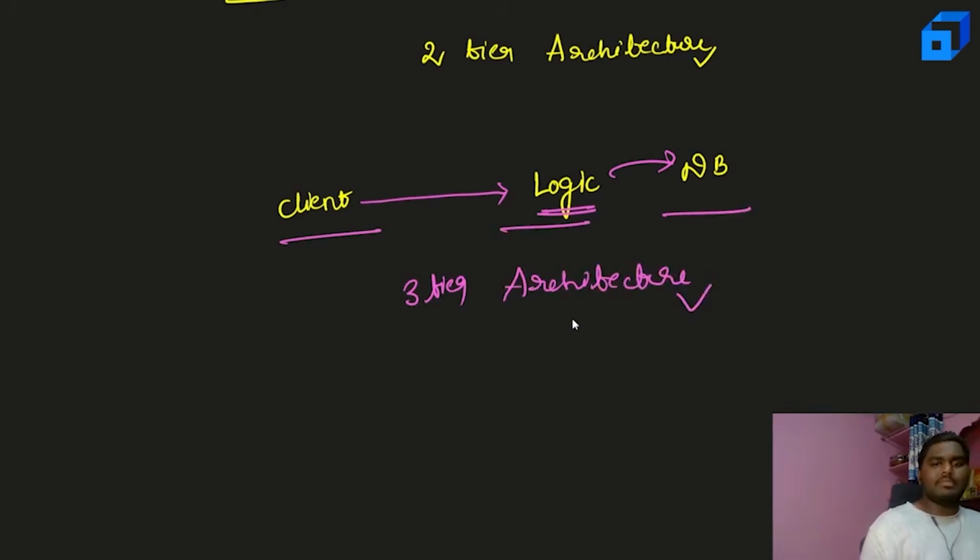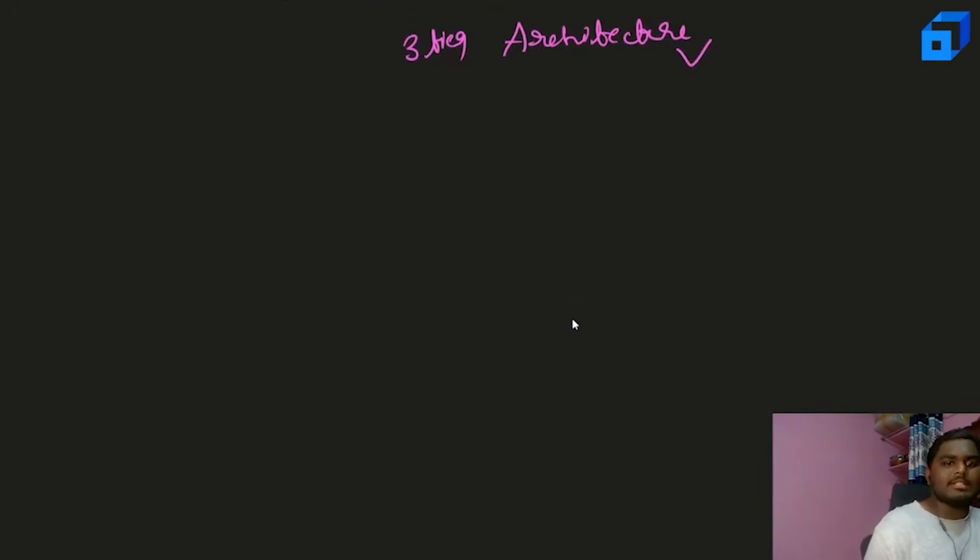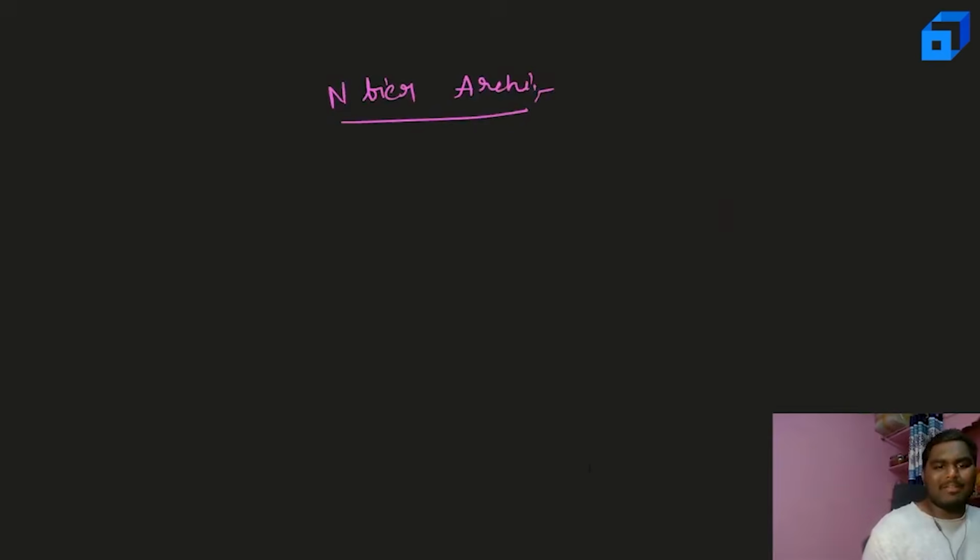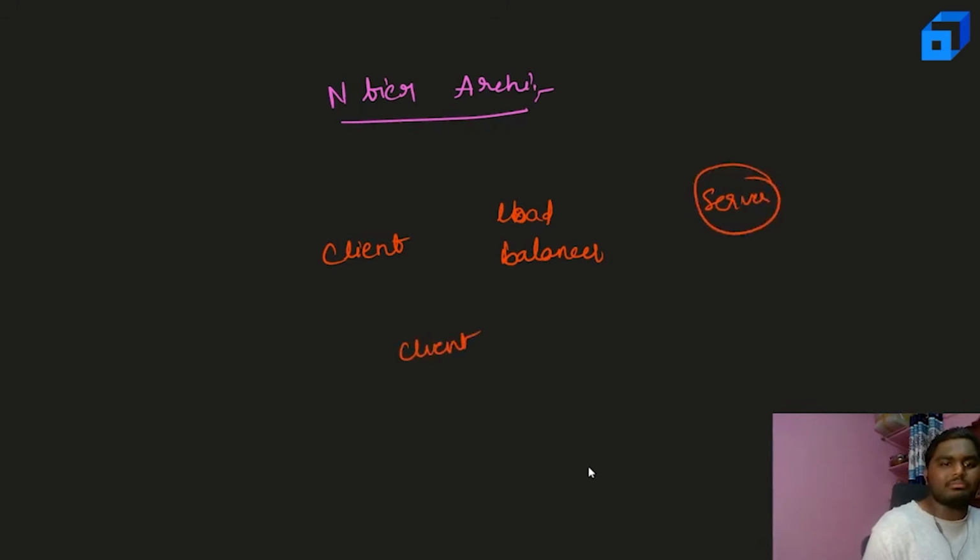3-tier. So there is also something like an entire architecture. What does it mean? Let's say you have a client and you are using some load balancers to process your requests to different servers. So you might have one server, but there might be different clients, n number of clients, no guarantee, right?